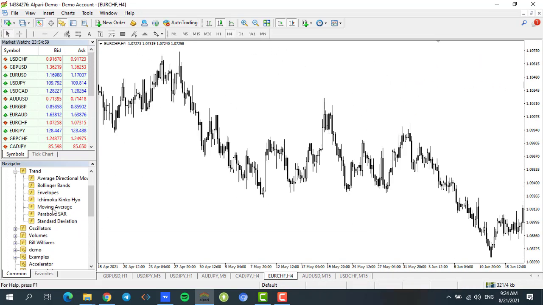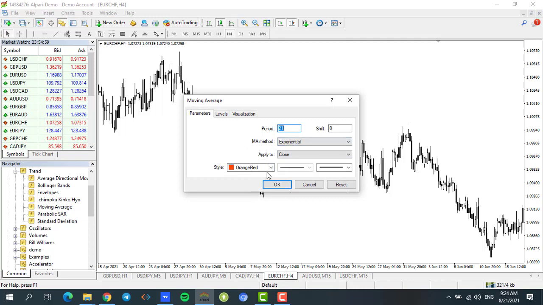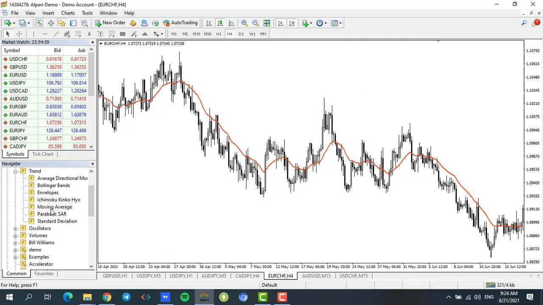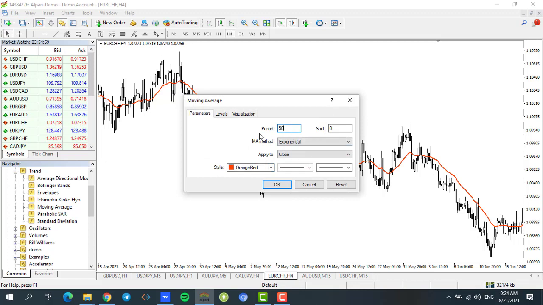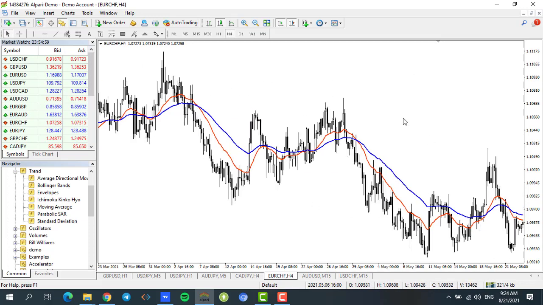And let me insert one moving average, 21 for example, mid term in red, and a long term, 50 in blue. Okay. When our shorter term moving average goes down through the longer term, it's a sell signal for us. And when the shorter term moving average goes up through the longer term moving average, it's a buy position for us.